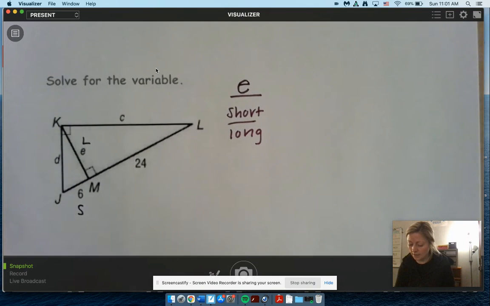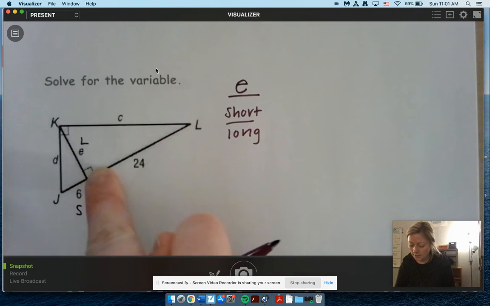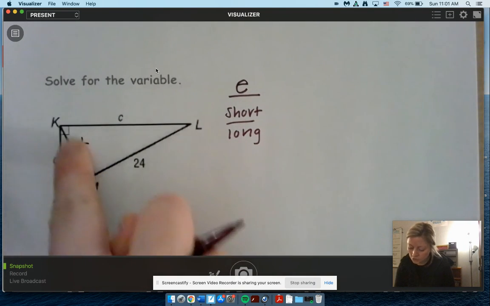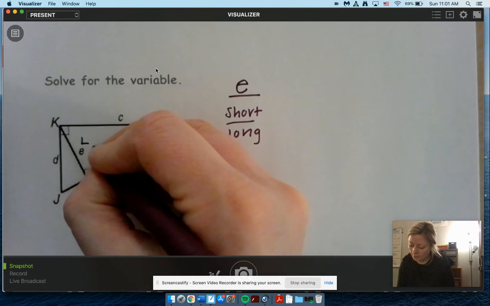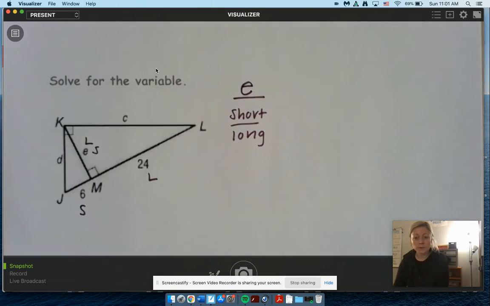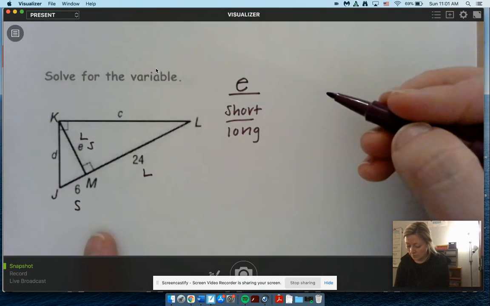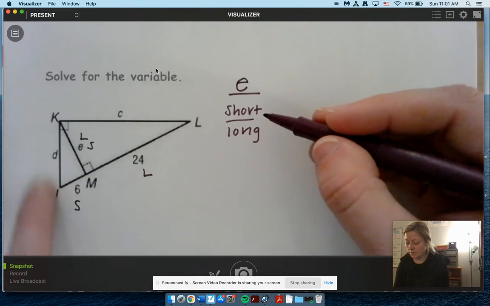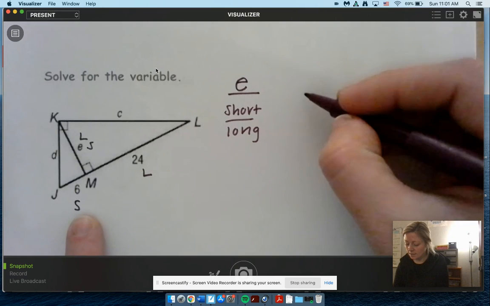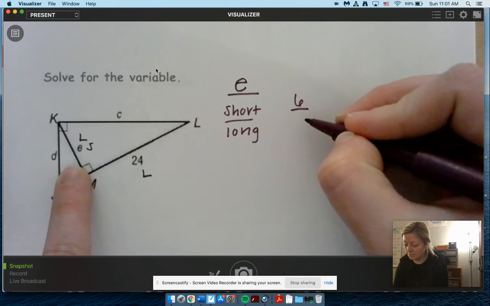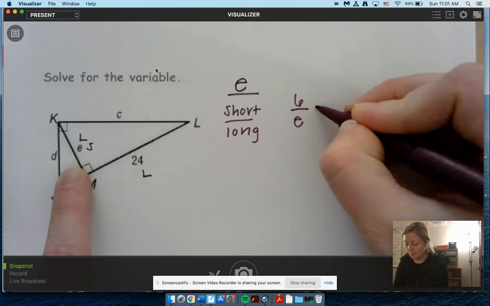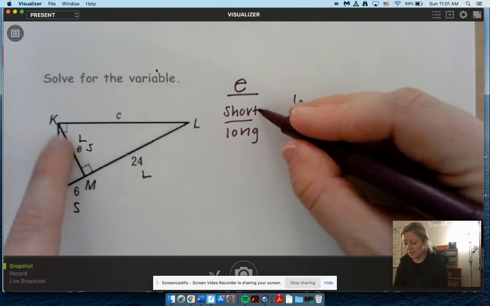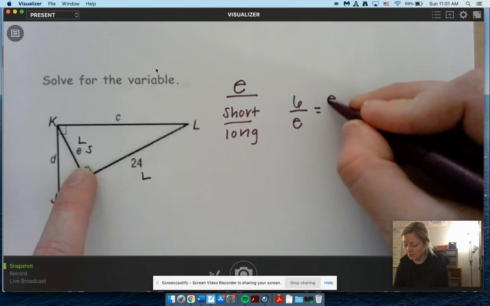And then this triangle on the right, you guys see that? E is our short side and 24 is our long. Okay, so now let's write our proportion. We start on this triangle on the left. Our short side is 6. Our long side is E. Come to the big one. Your short side is now E. Your long side is 24.